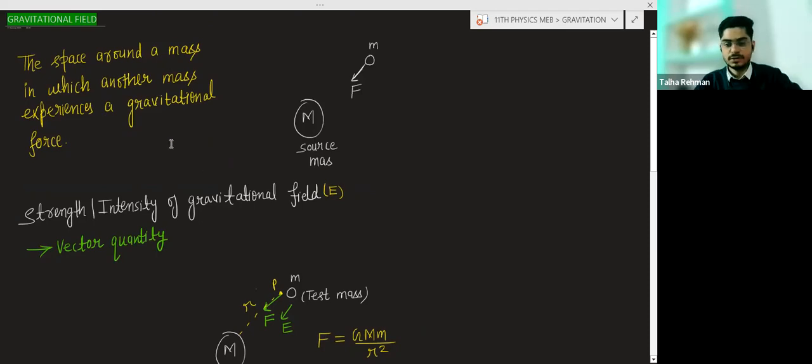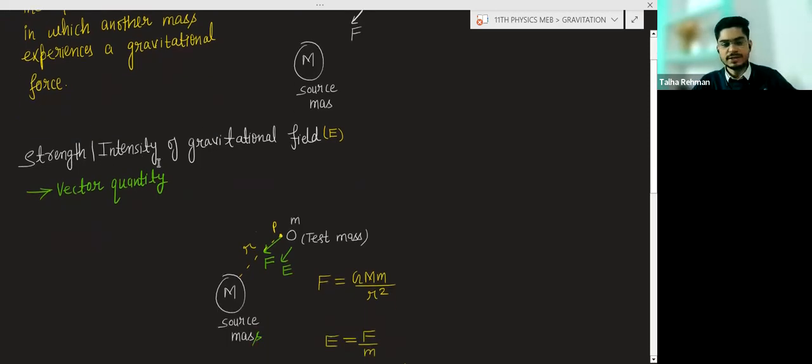The gravitational field is the space around a mass in which another mass experiences the gravitational force. The strength or intensity of the gravitational field: suppose this is the mass m, and at this point P, due to this mass m, you want to find the gravitational intensity. That will be the gravitational force on a test mass divided by the test mass. So gravitational intensity E is equal to gravitational force divided by mass.